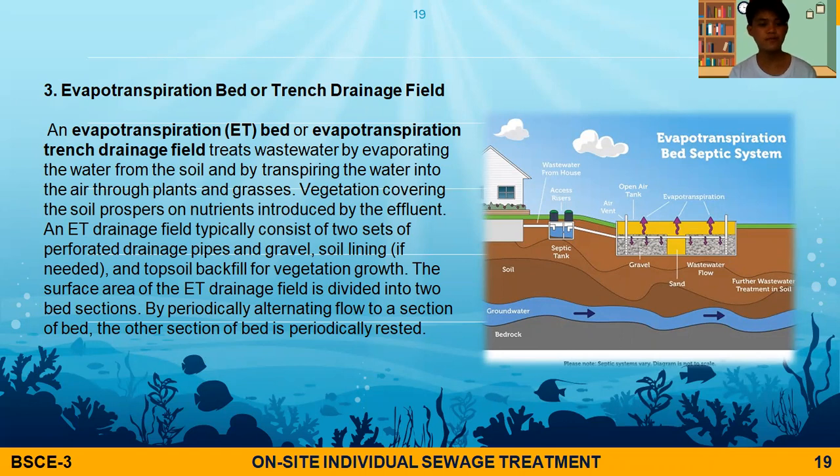An evapotranspiration drainage field typically consists of two sets of perforated drainage pipes and gravel, soil lining if needed, and topsoil backfill for vegetation growth. The surface area of the evapotranspiration drainage field is divided into two bed sections by periodically alternating flow to sections of the bed. The other section of the bed is periodically rested. So this is an example of an evapotranspiration bed septic system.